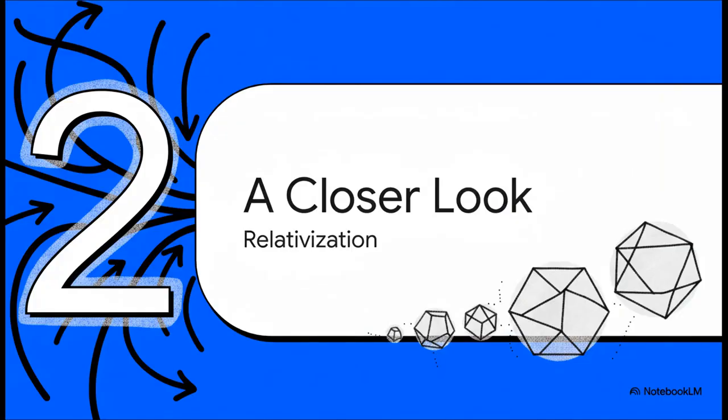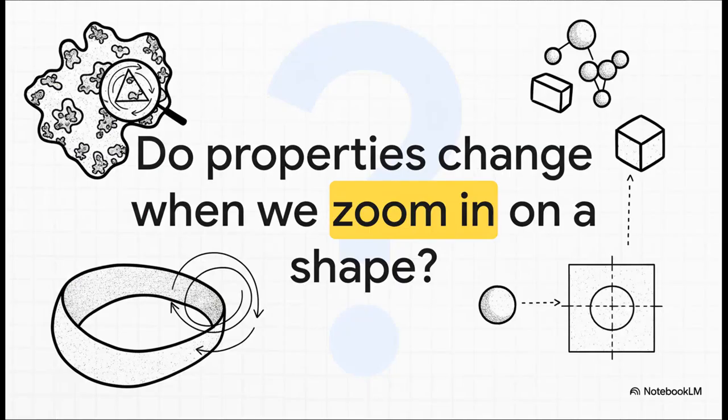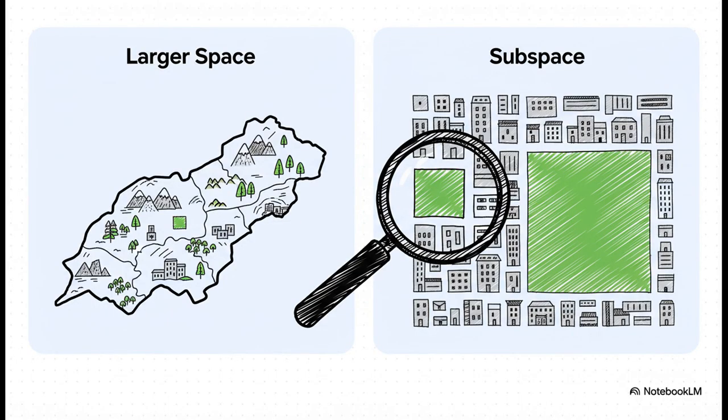So up until now, we've been looking at sets as if they exist in a vacuum. But what happens when we change our perspective? What if we zoom in and only look at a shape within a smaller piece of its universe? This is the huge question behind relativization, or what's known in topology as the subspace topology. We're basically asking if a shape's properties are absolute, or if they depend on the context of the space around them. And it turns out, context is everything.